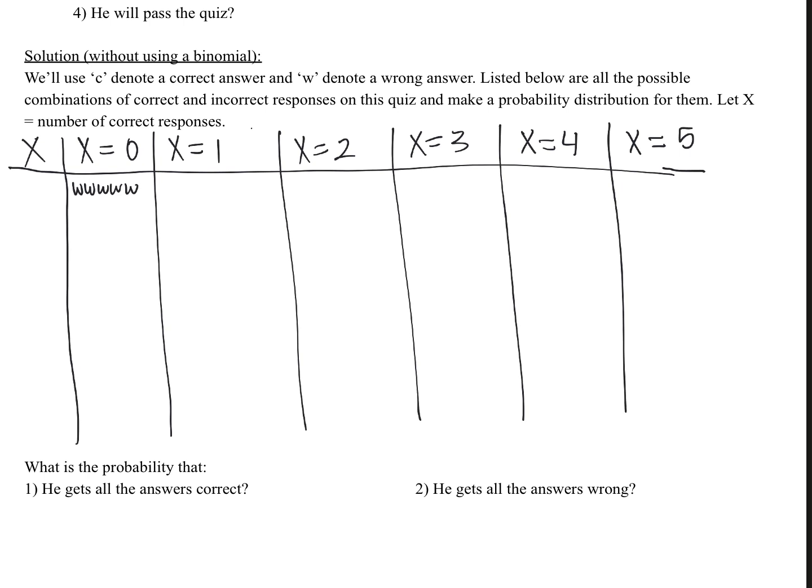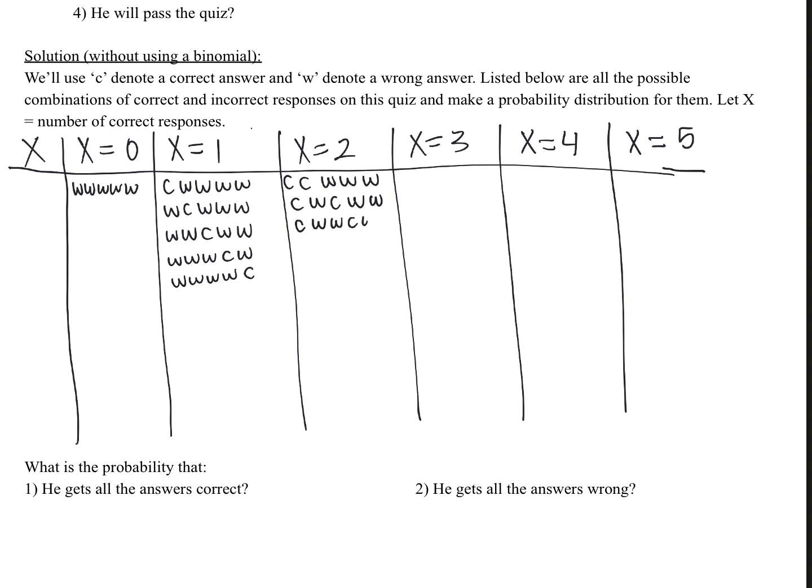Probability he gets 1 correct. So we can do correct, 4 wrong; wrong, correct, 3 wrong; wrong, wrong, correct, wrong, wrong. So 5 different ways depending on which question he gets correct. If we're looking at 2 correct, there's going to be a lot of outcomes here. So correct, correct, wrong, wrong, wrong; correct, wrong, correct. Sorry, I almost added too many W's.